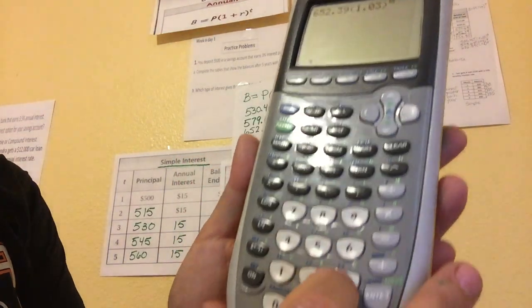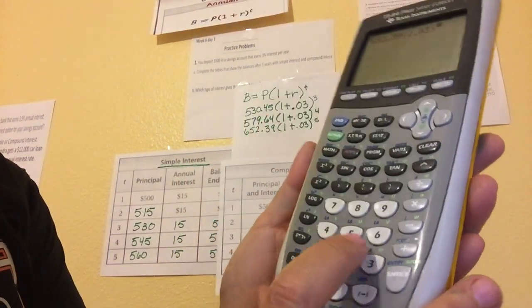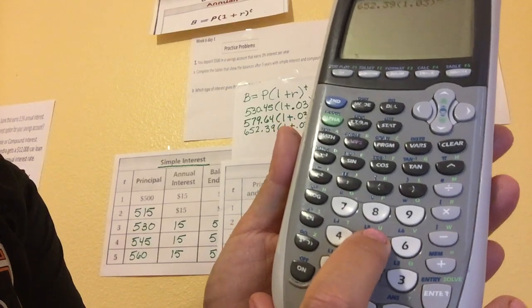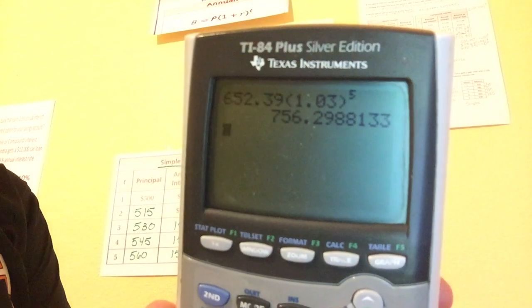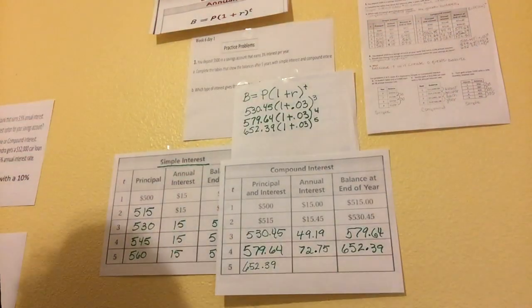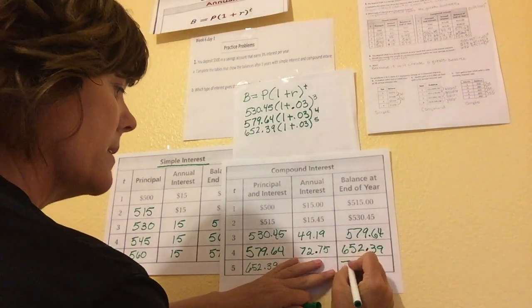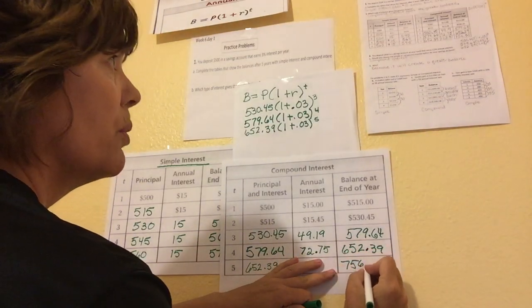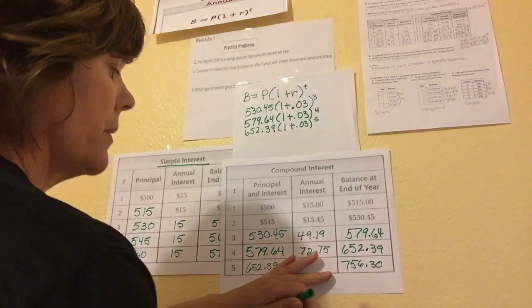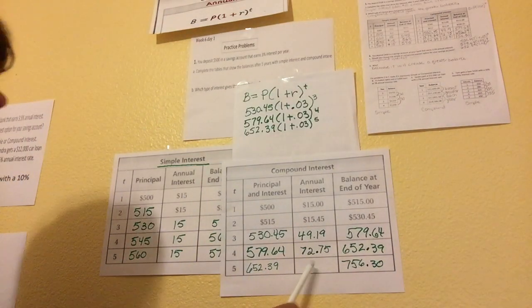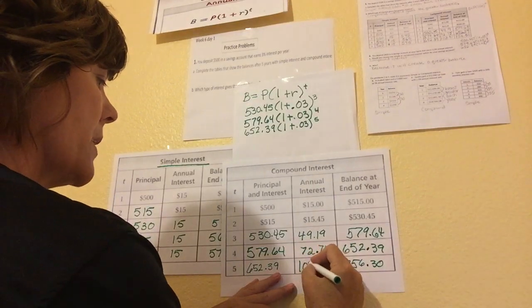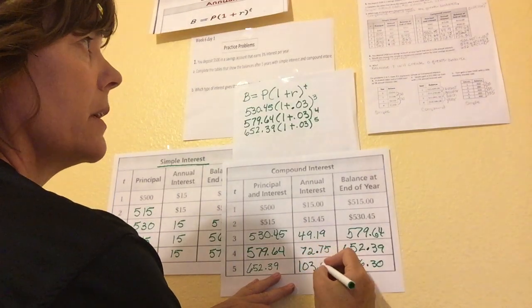And then this time I'm going to hit the 5 because I'm on year 5. And so I hit enter, and this is what I get. So I'm going to write that down on my chart, and I have 756.30. Then again, I'm going to do subtraction to find my interest. So my interest is $103.91.